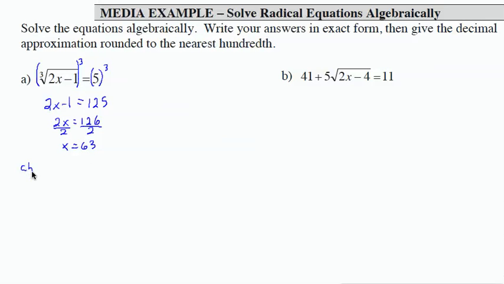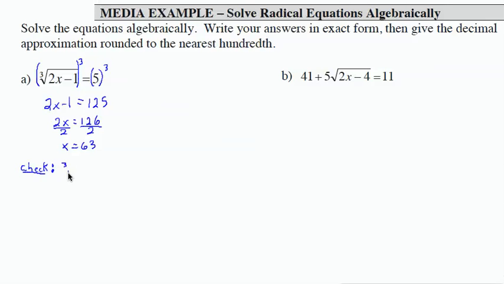Now, it's very, very important that I perform a check. Just because I obtain a solution does not mean it is the correct one, and oftentimes when you are working with radicals, you can introduce what are called extraneous solutions, not usually with a cube root or an odd root, but a lot of times with even roots that can be the case. So let's do a check.